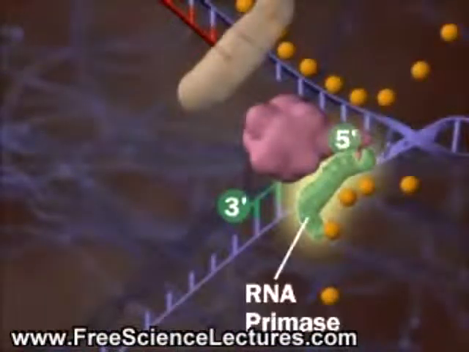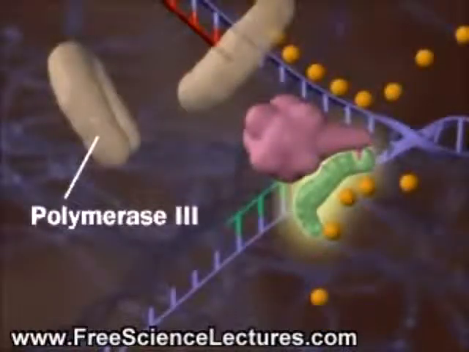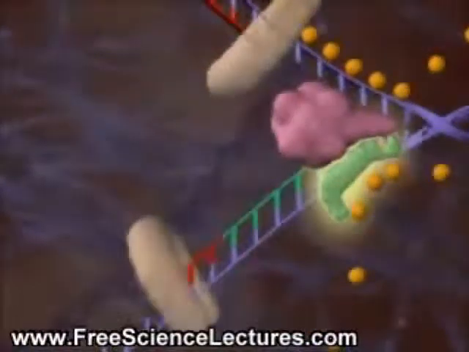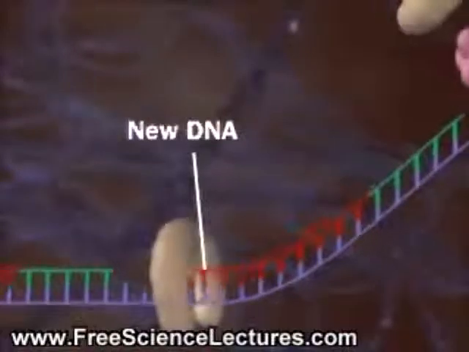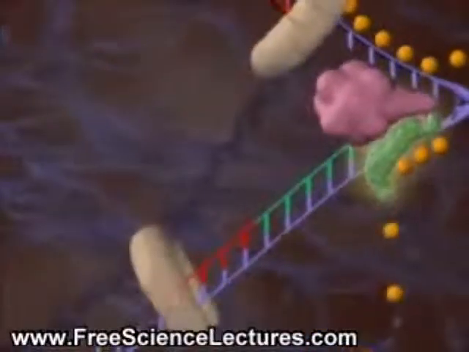First, an RNA primase lays down an RNA primer. Then, DNA polymerase III lays down new DNA. The process repeats again and again.